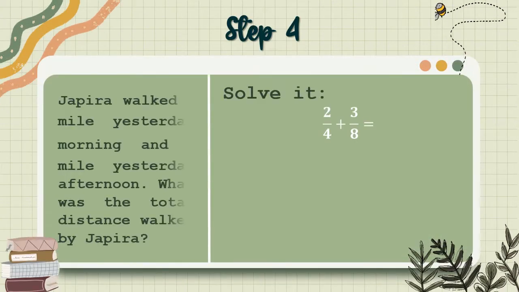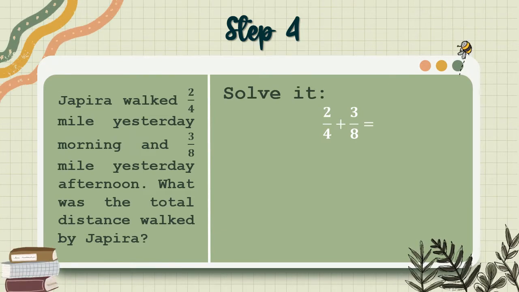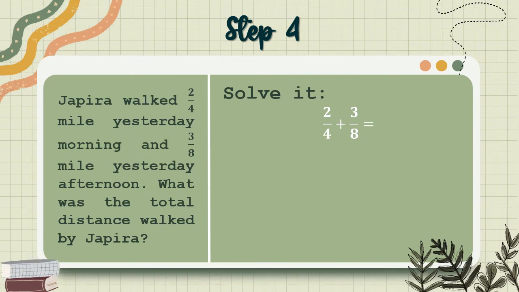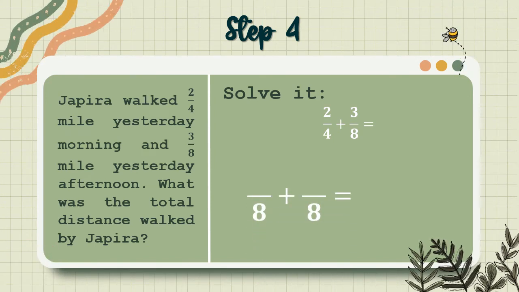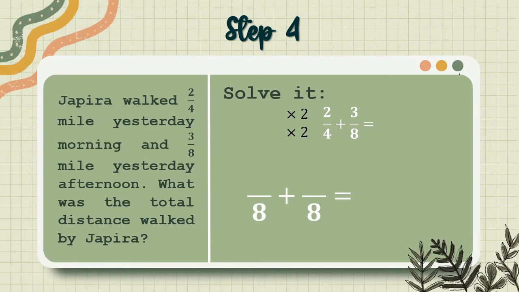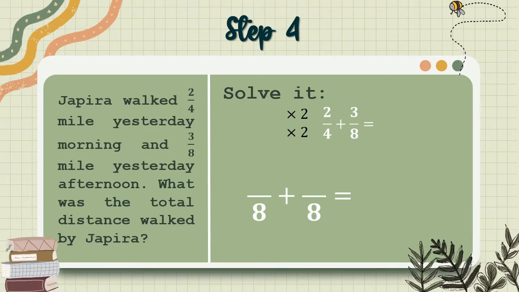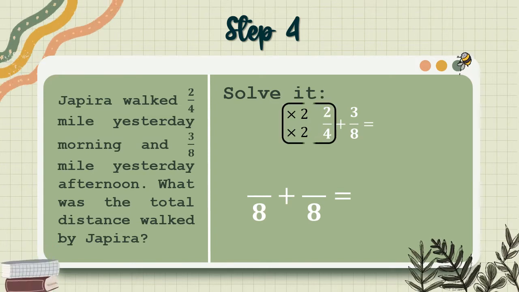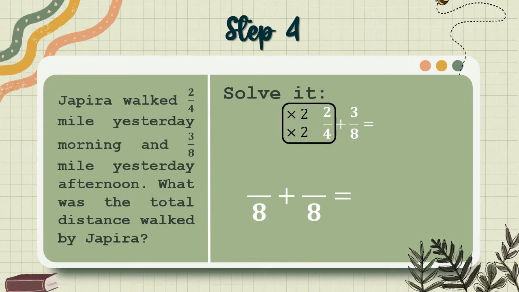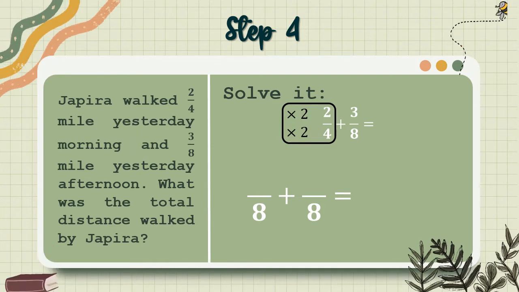So now we actually have to solve it. Here we go, let's change the quarters. When you have fractions that are over 8, 8 is our common denominator. So for 2 quarters, we're going to multiply the denominator and numerator by 2. 4 times 2 gives us 8. 2 times 2 gives us 4.